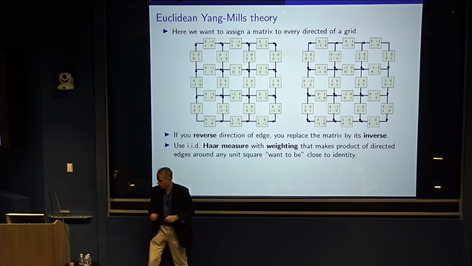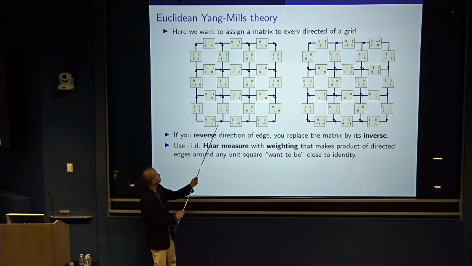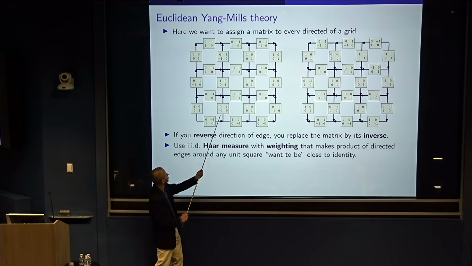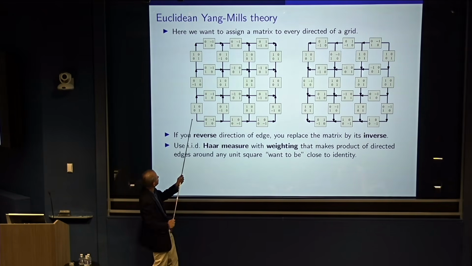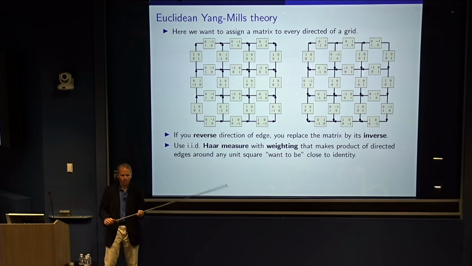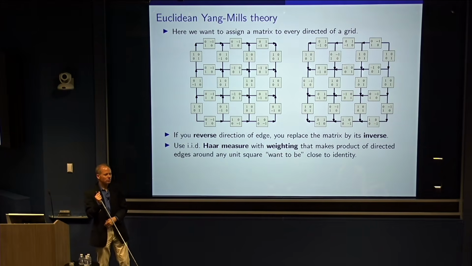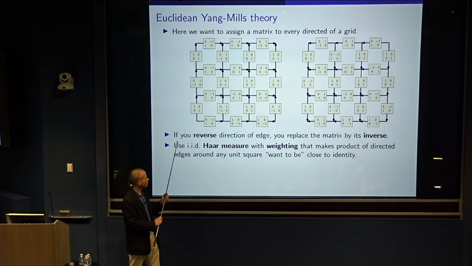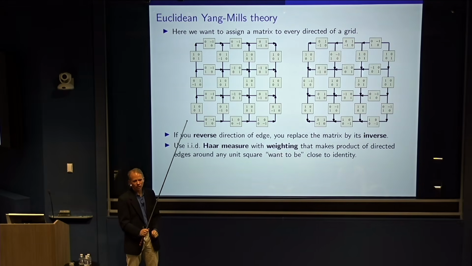But I can put a weight on that Haar measure so that the product of the matrices around any plaquette, the matrix for this directed edge times the one for this directed edge times the one for this directed edge, which is the inverse of this, times the one for this directed edge, I want the product of all those matrices to be close to the identity. And how do I do that? Well, the density function is going to be a function that is big when you're close to the identity and small when you're not close to the identity. Anyone know a natural real valued function that's big when you're close to the identity and small when you're not?